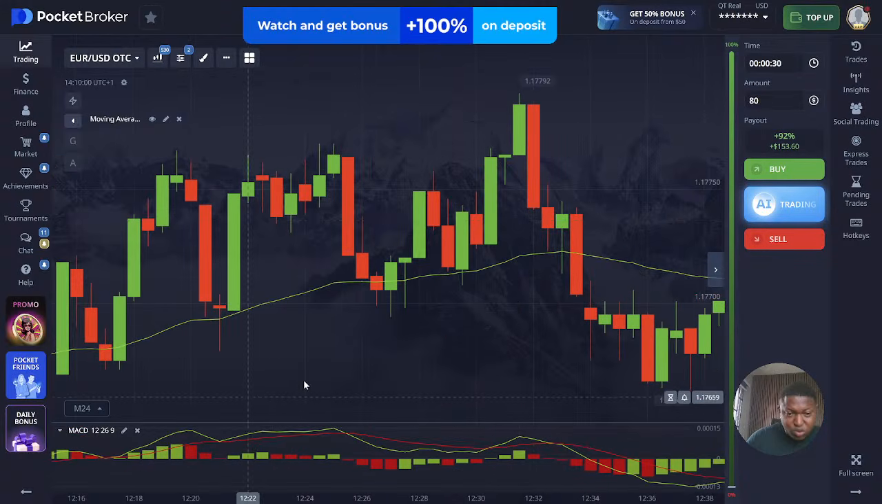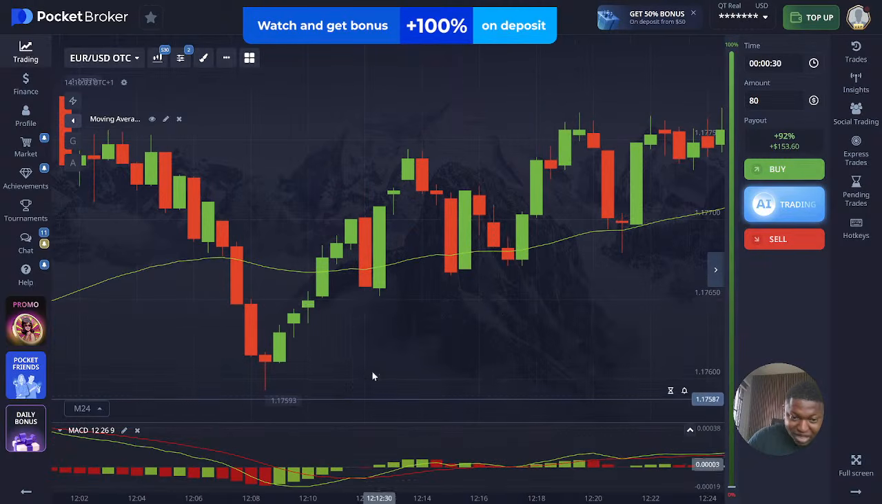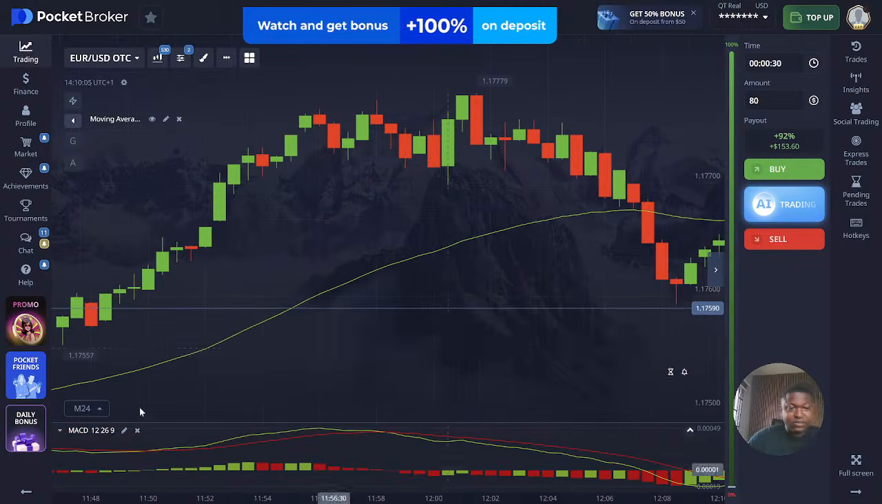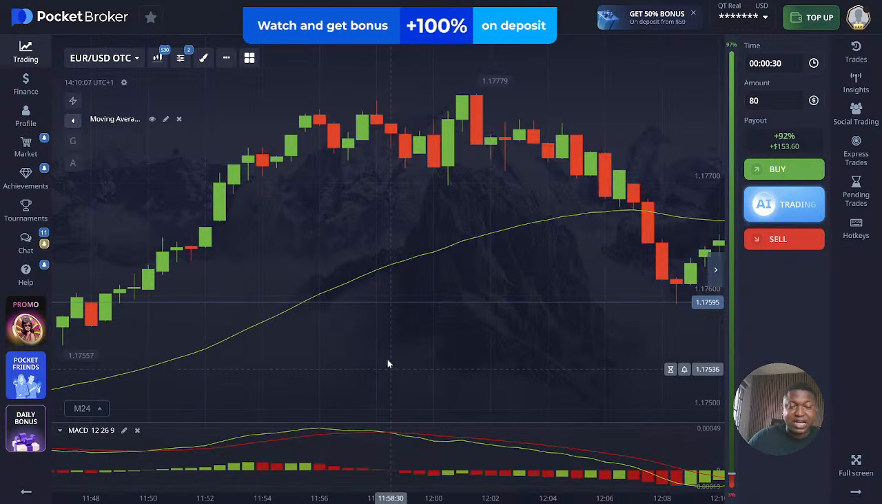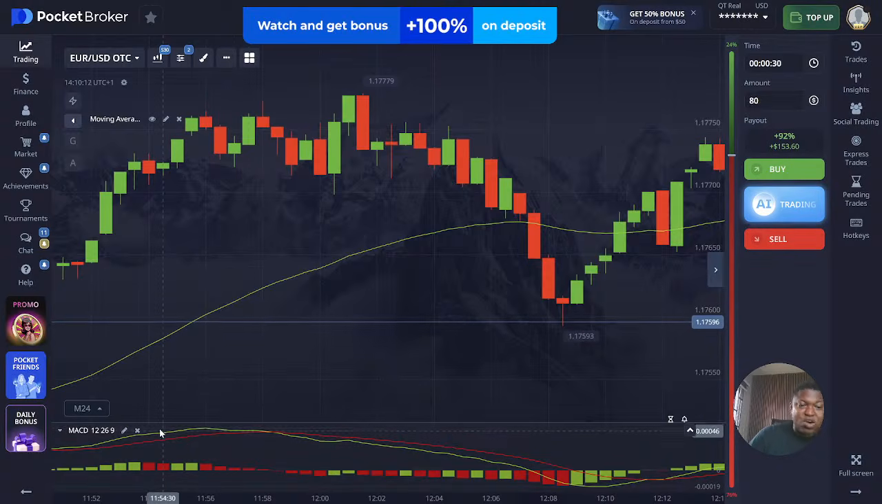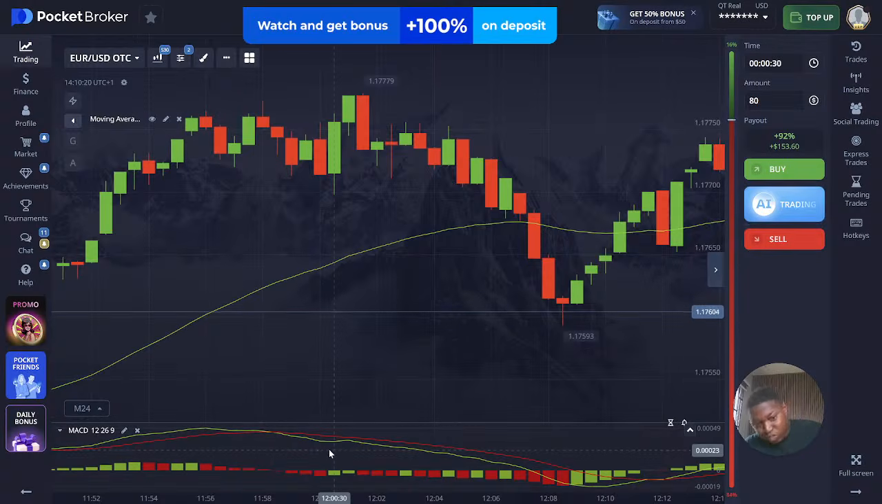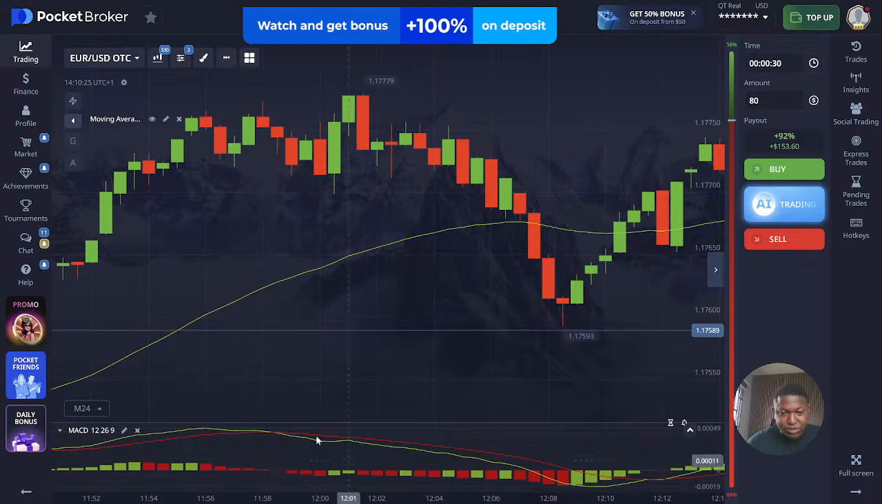Now, the second one is for the MACD. Remember, we didn't set anything in the MACD. We left it the way it is. Now, in the MACD, we have what we call the MACD line and what we call the signal line. The MACD line is the green line, this green line you are seeing here, while the signal line is the red one. Now, once the MACD crosses downward through the red line, it means the market is coming down, just like you see.